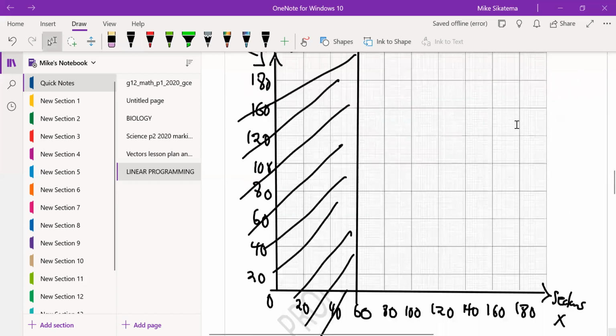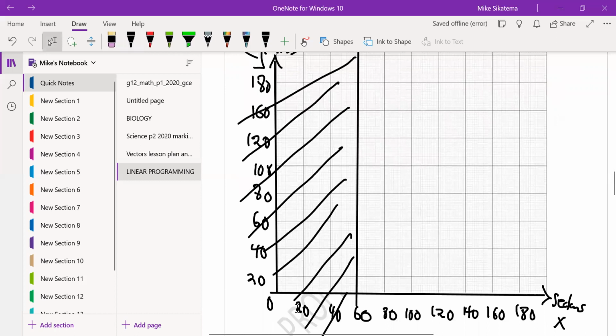This line is parallel to the x-axis. So we just find 20 there and draw a line like so. You can see it is very much parallel to the x-axis.